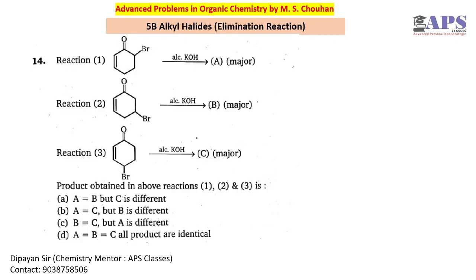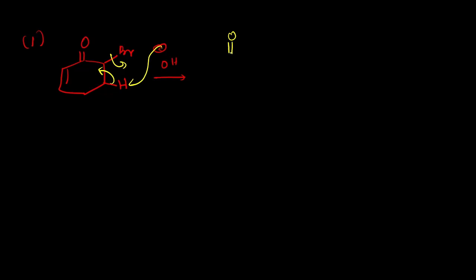Moving forward to question number 14, we have three reactions here. So we have to solve this elaborately. In reaction 1, we have this kind of molecule along with alcoholic OH minus. So we have only one beta hydrogen option here. So this negative charge will approach this and this will be your final product.